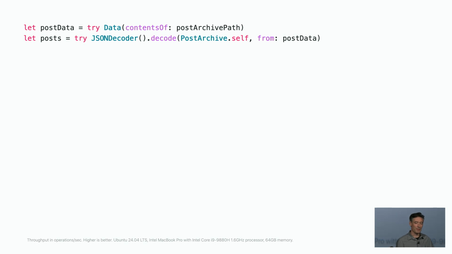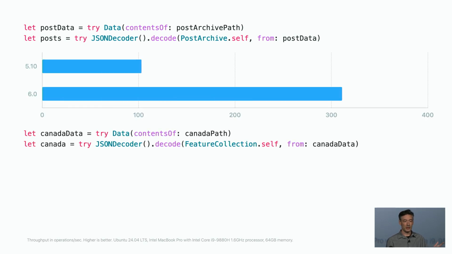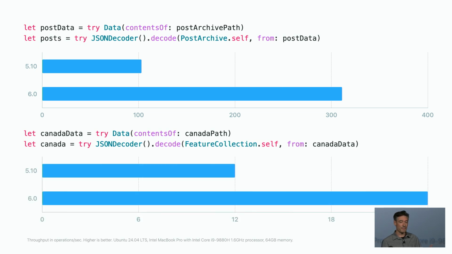JSON parsing, pretty popular. So here are the results of a benchmark in our new test suite, comparing Swift 5.10 to Swift 6 on an Intel MacBook Pro running Ubuntu 24. Decoding this test data is over 200% faster. Here's another one with a different data structure in the JSON, which is twice as fast. Plus, you don't have to do anything to get this improvement when you're using JSON decoder. On Darwin, these improvements are even bigger, since there we don't have to convert data types between Objective-C and Swift.